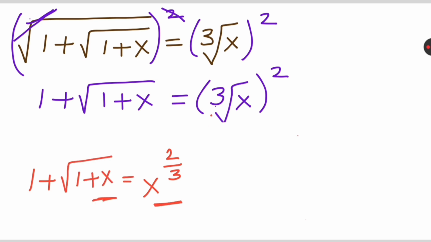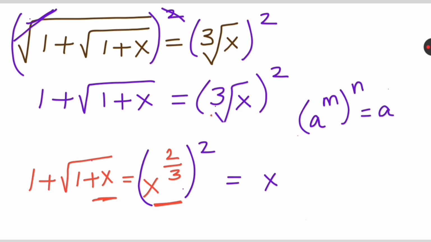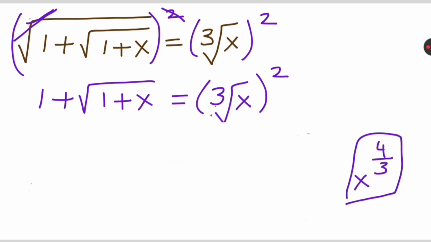What are we going to do now? Again we are going to try to get rid of this square root. For that we have to do square on both sides. If we do square on both sides, here again we have to do whole power 2. At that time the right hand side, again in the form of a raised power of m whole raised power of n, we can write as a raised power of m times n, isn't it? So we can write this as 2 over 3 times 2, which is going to be x raised power of 4 over 3.